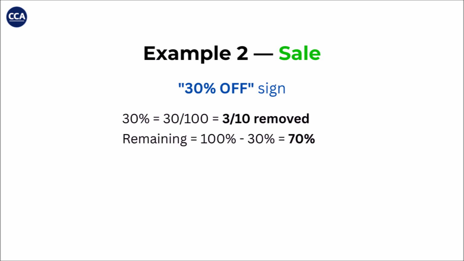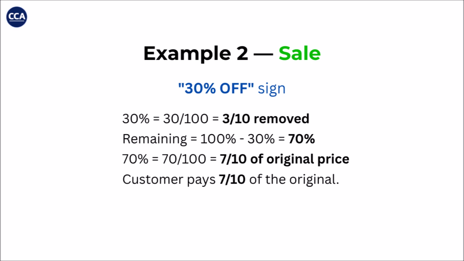And the remaining price is 100% minus 30% equals 70%. 70% equals 70 over 100 equals 7 over 10. So, the customer pays 7/10 of the original price. This is how sale price calculations work, and it connects directly to the next lesson in this series.